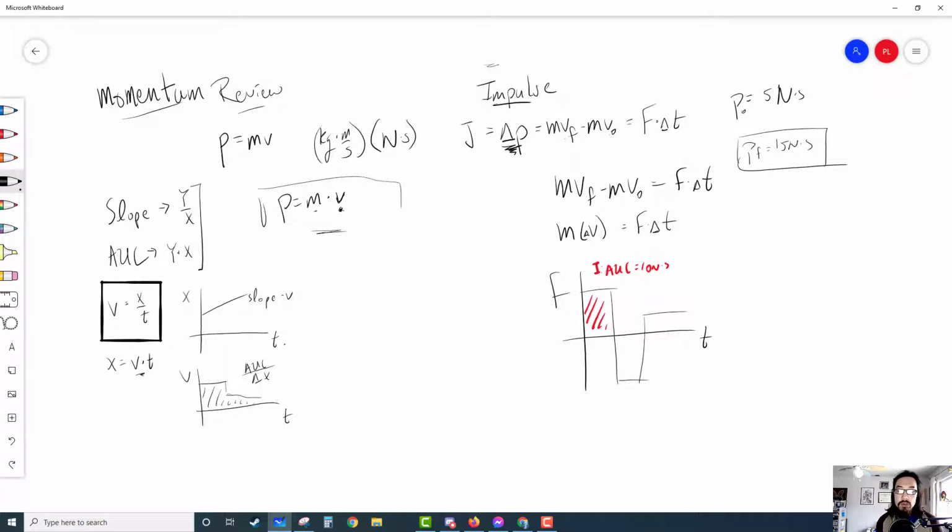This doesn't actually give you the momentum, but it gives you the change in momentum. Now, if you started off with no momentum, whatever this area under the curve is, that would actually be your final momentum. But if they give you your initial momentum, you can't use that strategy.